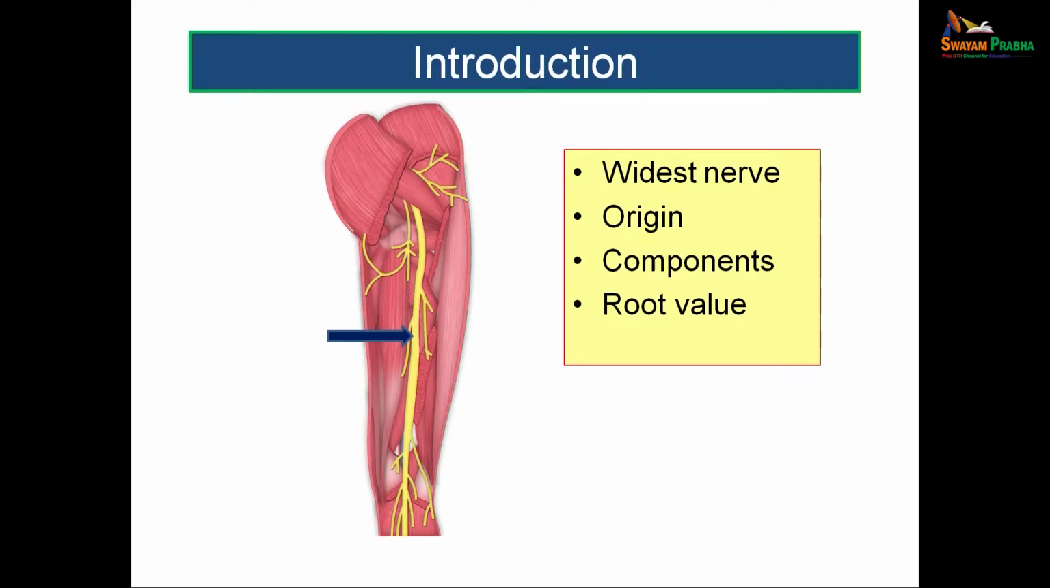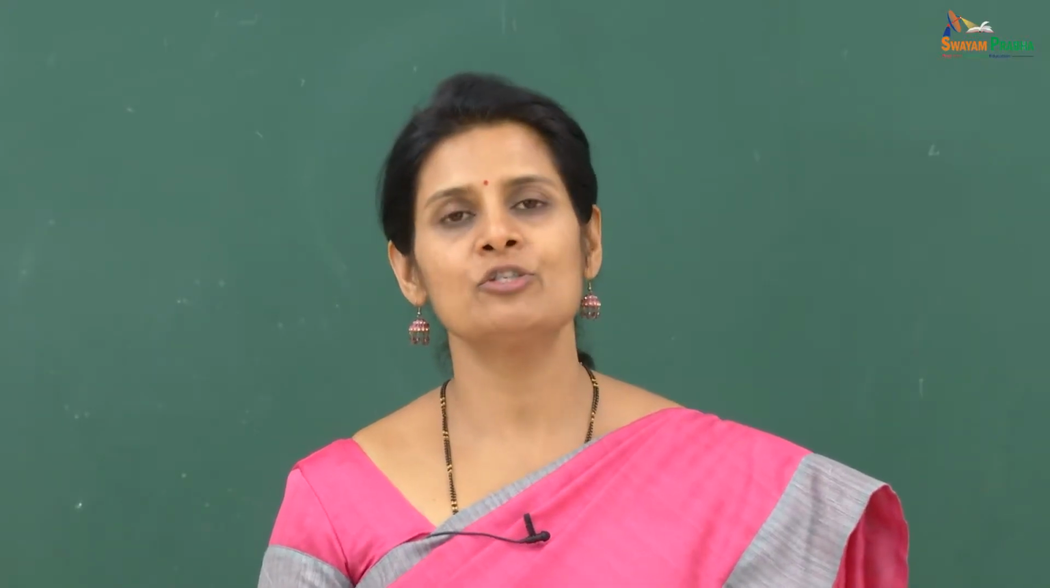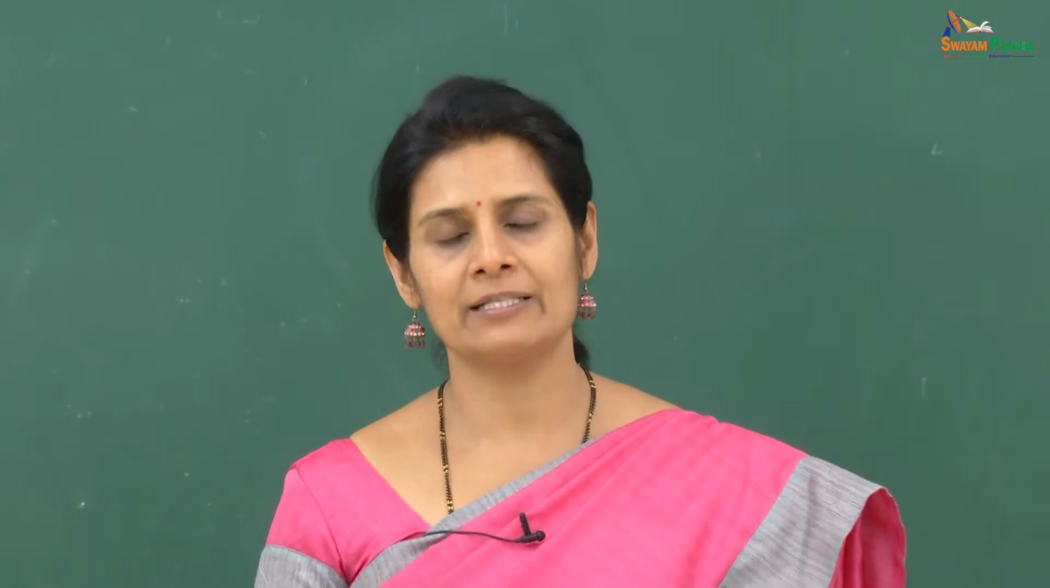The sciatic nerve is one of the widest nerves in the body. It is about 2 centimeters in width. It takes its origin from the sacral plexus, which is situated within the pelvis. It has 2 components forming the sciatic nerve. One is called the tibial component and the other is called the common peroneal component.